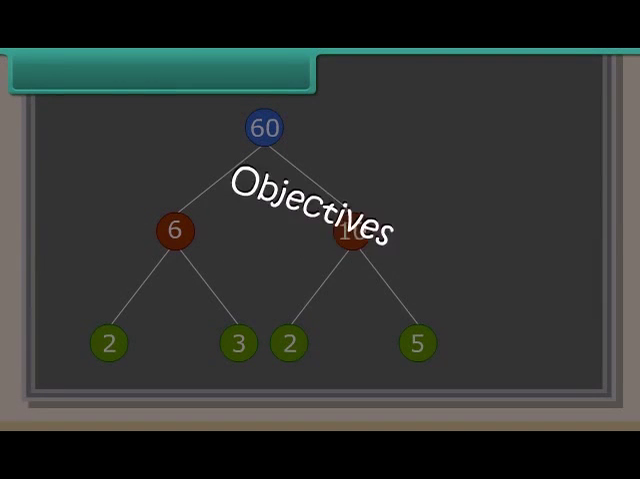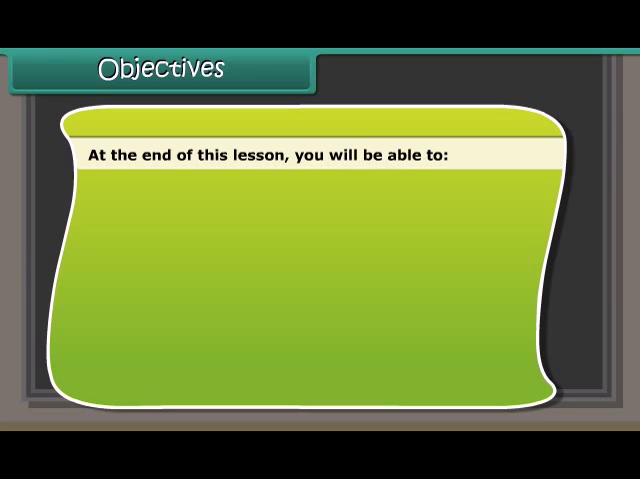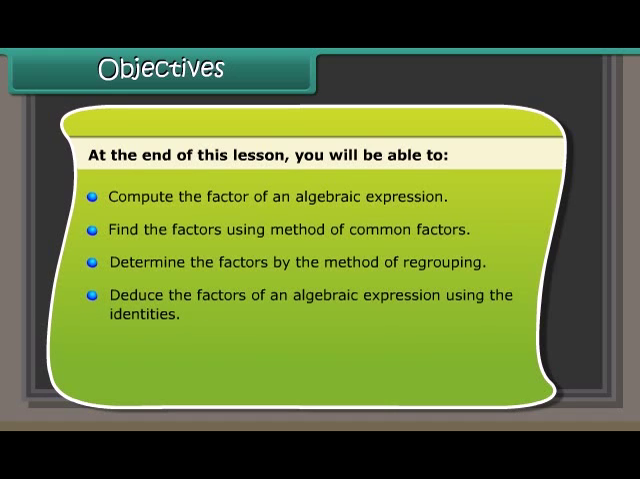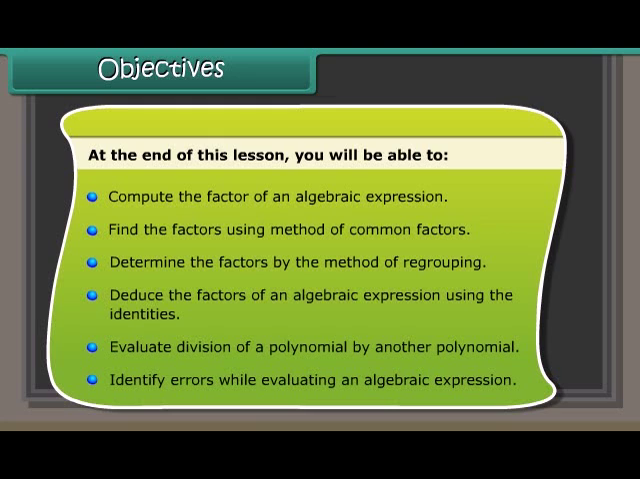Objectives. At the end of this lesson, you'll be able to compute the factor of an algebraic expression, find the factors using the method of common factors, determine the factors by the method of regrouping, deduce the factors of an algebraic expression using the identities, evaluate division of a polynomial by another polynomial, and identify errors while evaluating an algebraic expression.